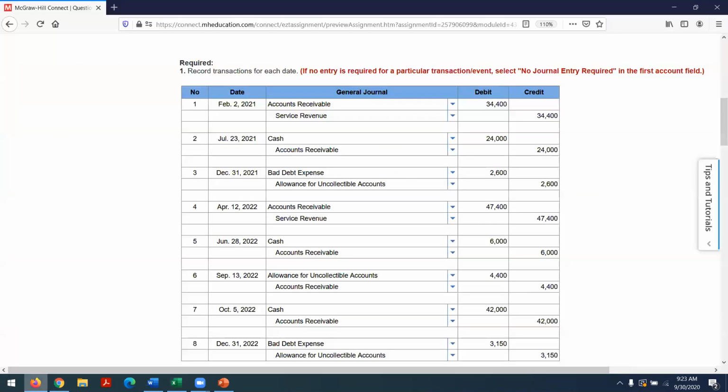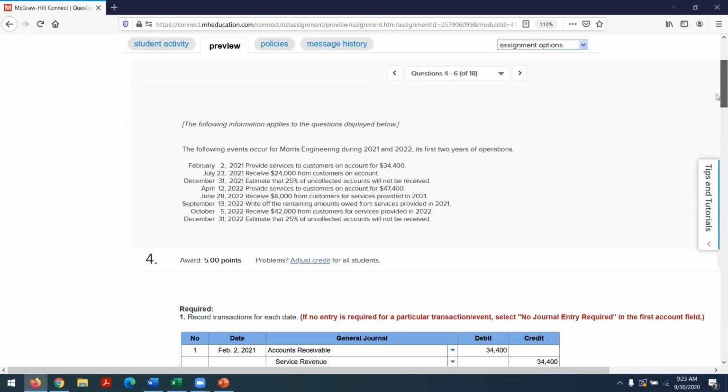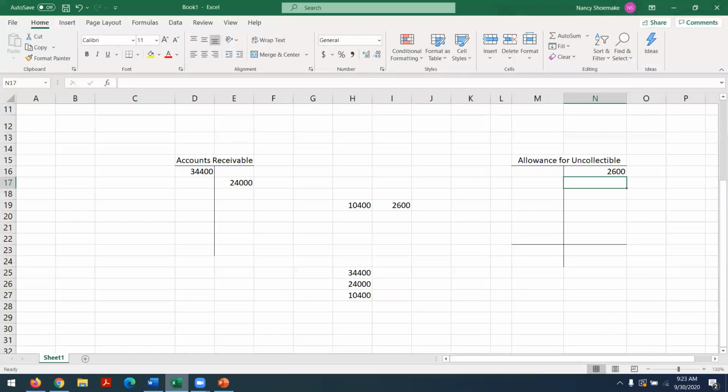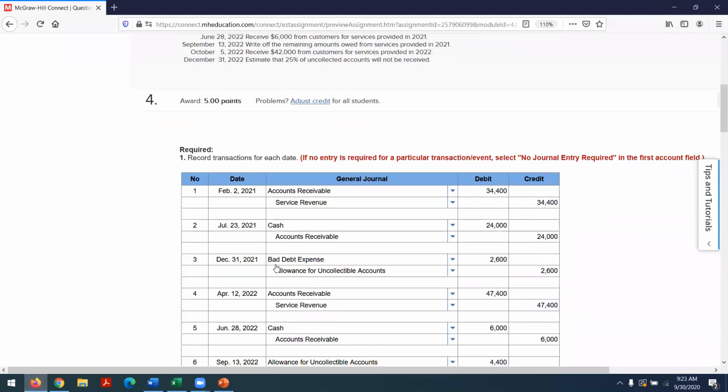Then it tells us on April 12th, we provide services to customers on account for $47,400. So we debit accounts receivable for $47,400 and we credit our service revenue for $47,400.